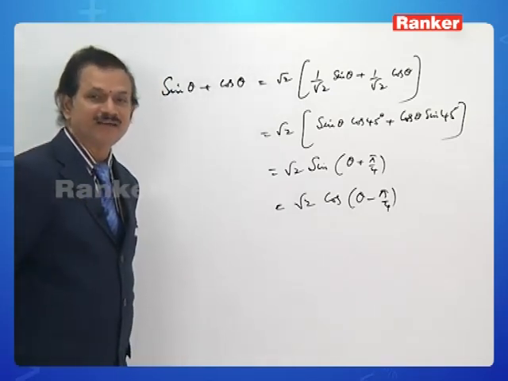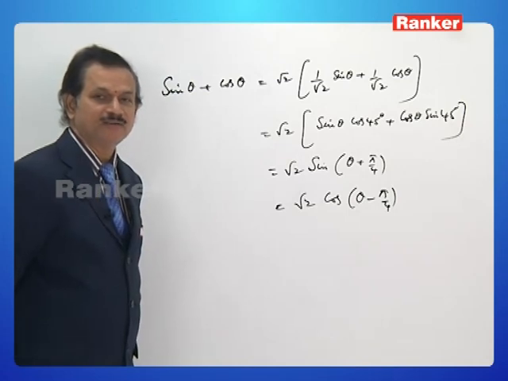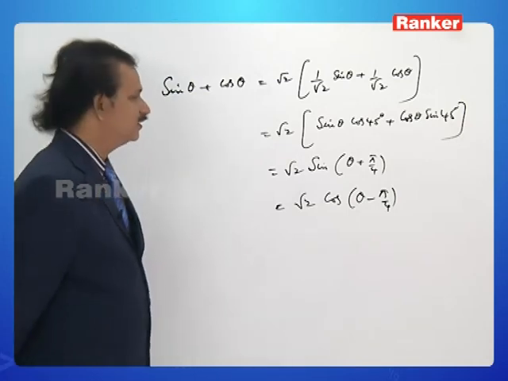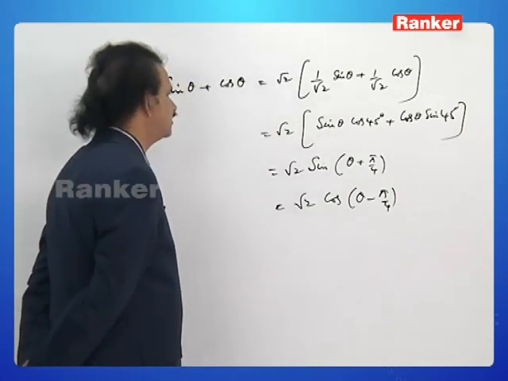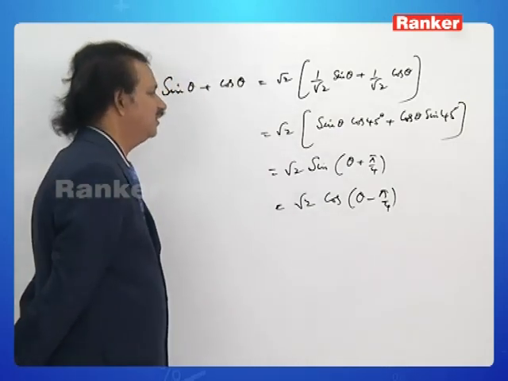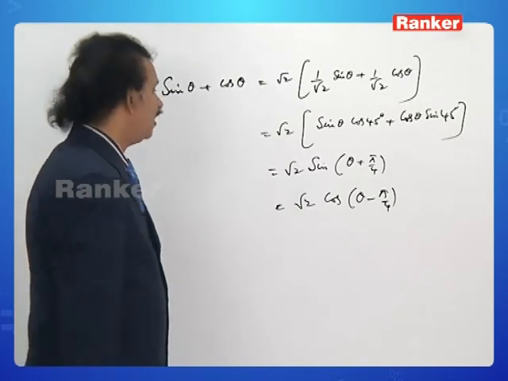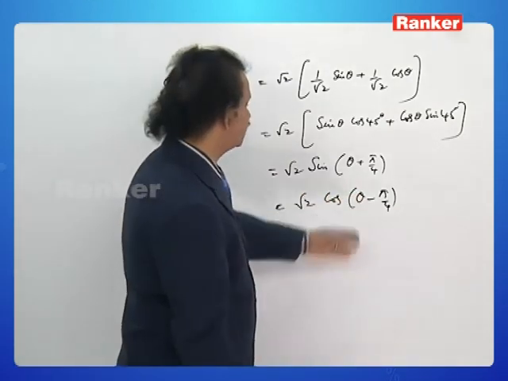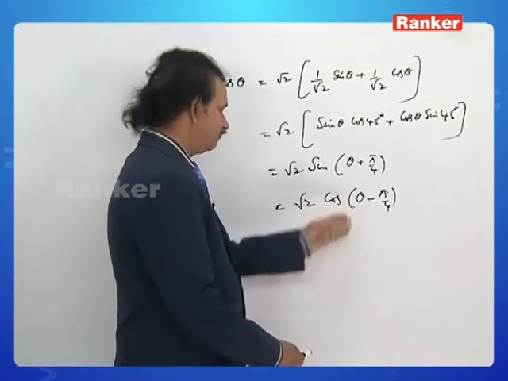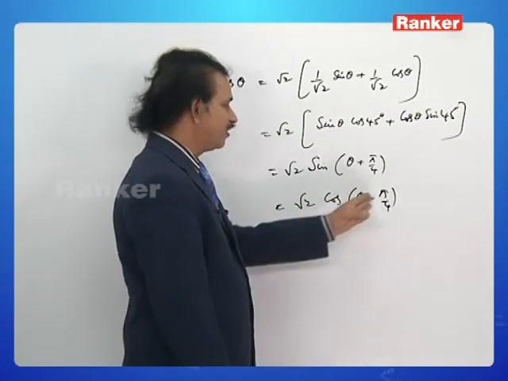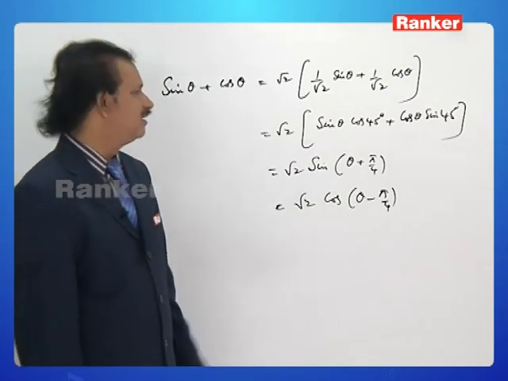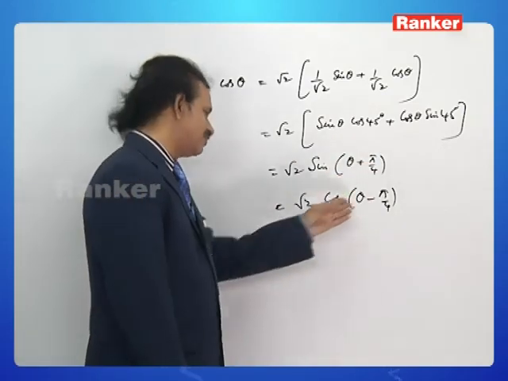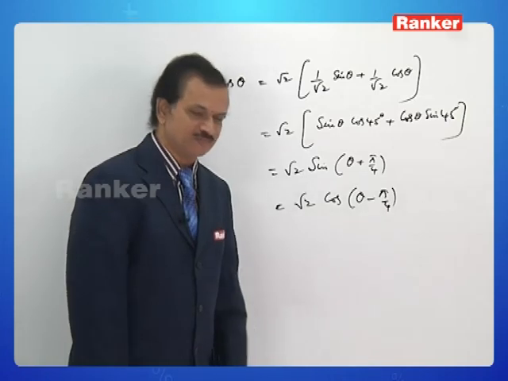Cos of theta minus pi by 4. Yes, you can, isn't it? As this is cos theta cos 45 plus sin theta sin 45. This is cos of theta plus 45, or this is pi by 4 minus theta you have. Pi by 4 minus theta and pi by 4 plus theta are complementary. That is why sin of theta plus pi by 4 is equal to cos of pi by 4 minus theta, or theta minus pi by 4.